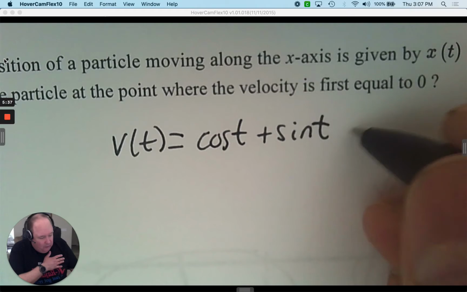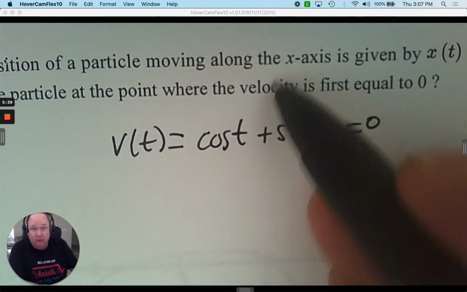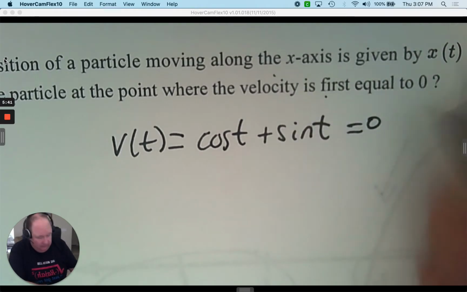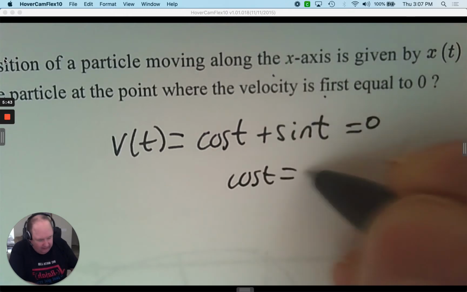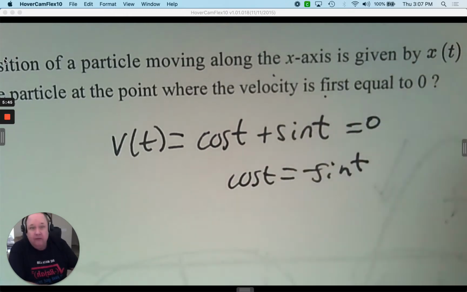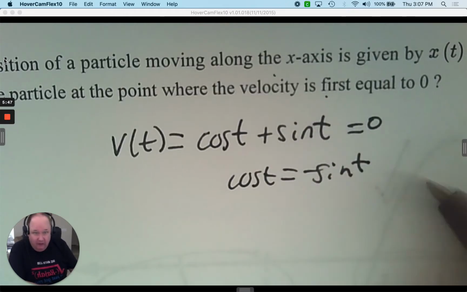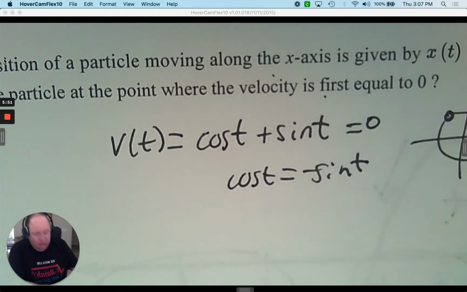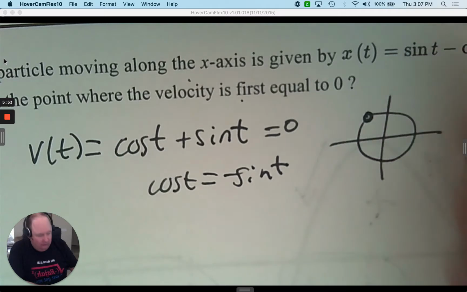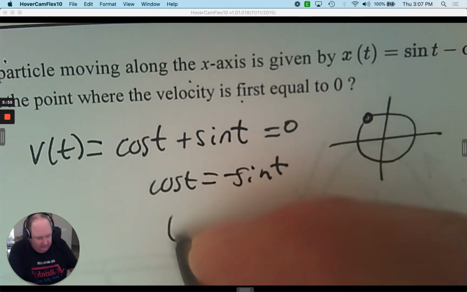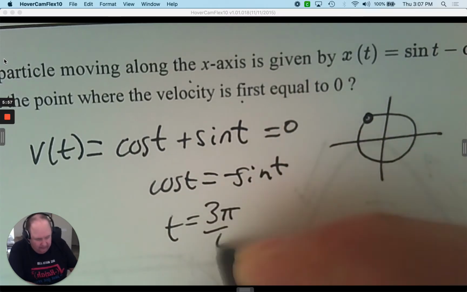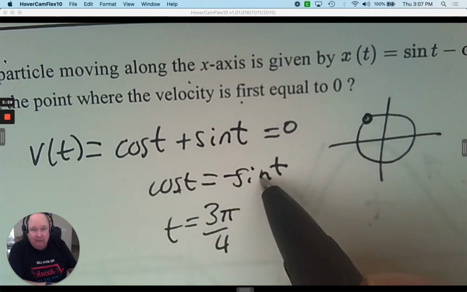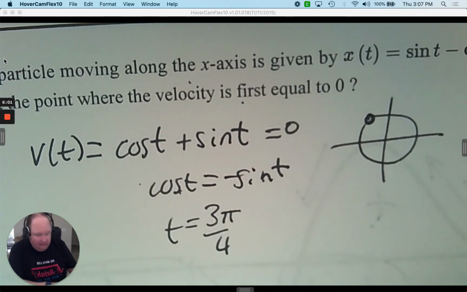Now, I want to know where that's equal to 0. So it says where the velocity is first equal to 0. So I'm going to subtract sine t. Where are these the same on the unit circle, except one's positive and one's negative? So the first time that occurs is right here at 3 pi over 4. At 3 pi over 4, they have the same number, but one's positive and one's negative.